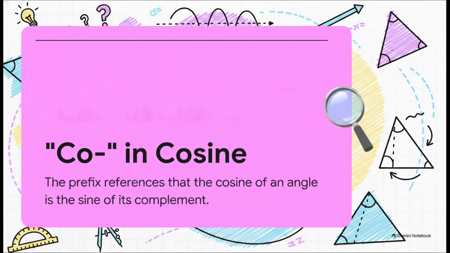I know, sometimes trig vocabulary can feel super intimidating, but it really doesn't have to be. Get this, the prefix co in cosine literally stands for complementary. It is basically a built-in cheat code telling you that the cosine of an angle is simply the sine of its complementary angle. The answer is hiding right there in the name.